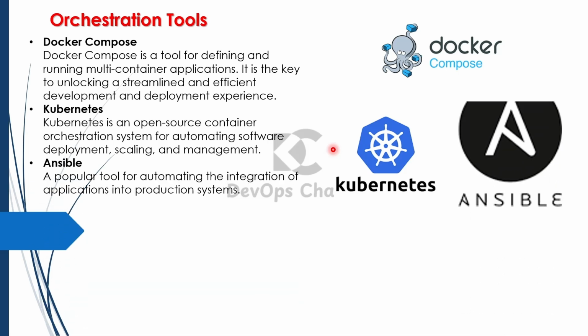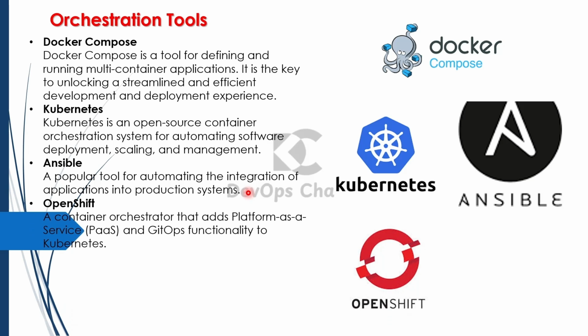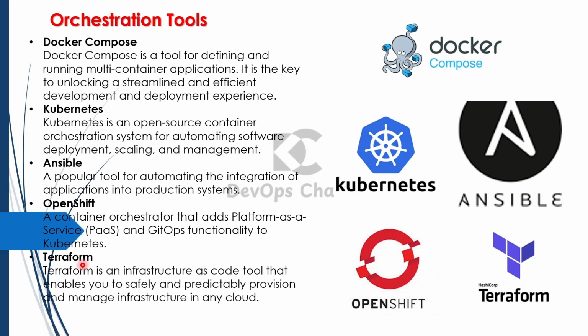Another one is Ansible, which you can use for orchestrating your IT systems like cluster provisioning and other IT processes. Another one is OpenShift, a container orchestrator that adds platform as a service and GitOps functionality to Kubernetes. It can be integrated with Kubernetes and works as a more advanced option. And the next one is Terraform, an infrastructure as code tool that enables you to safely and predictably provision and manage infrastructure in any cloud. I'm hoping you are clear with orchestration tools also.